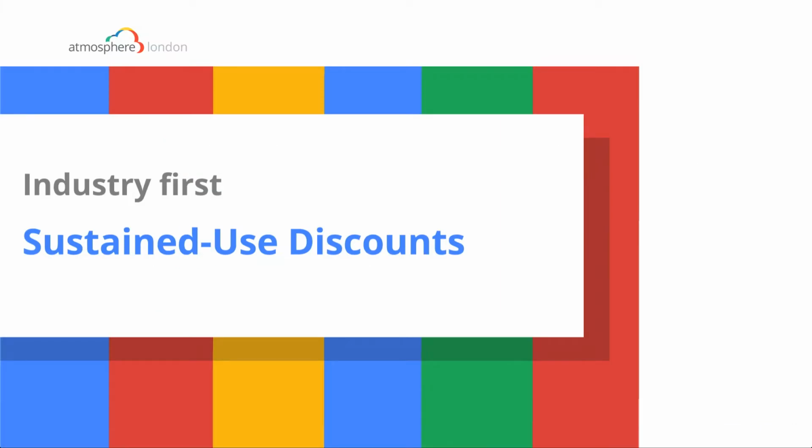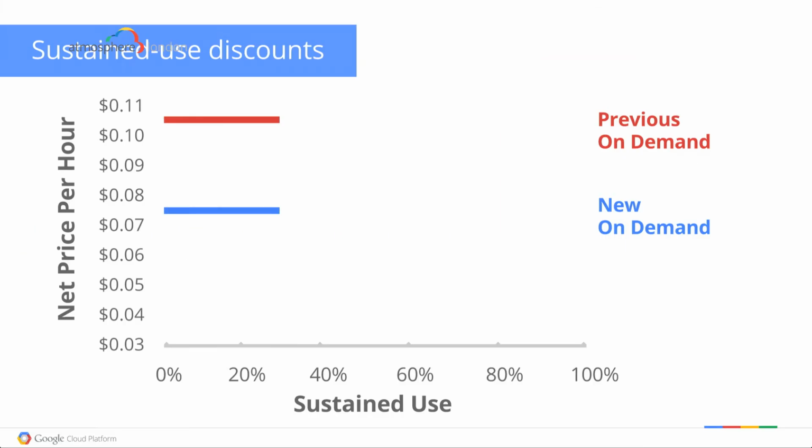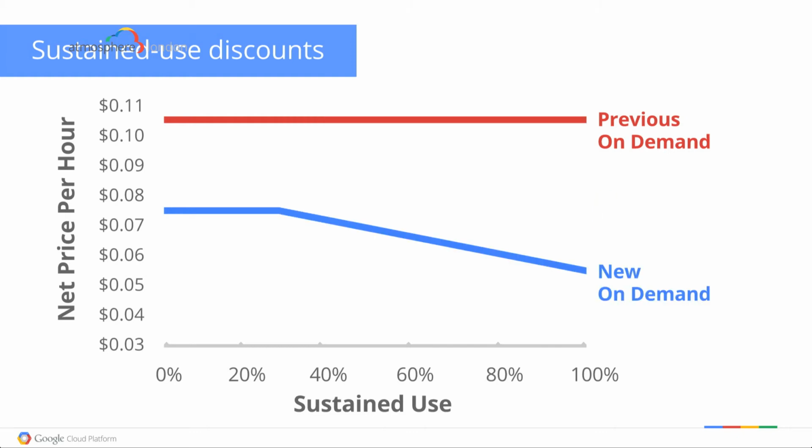So what we've launched is sustained use discounts. On the top there, you can see our previous on-demand price, which was 10.5 cents per hour to run. We've dropped down now 32%, which is 7.5 cents per hour. And that's if you're running an instance between sort of 0 and 25% of the time of the month. So once you've gone over that threshold, we just lower the price for you.